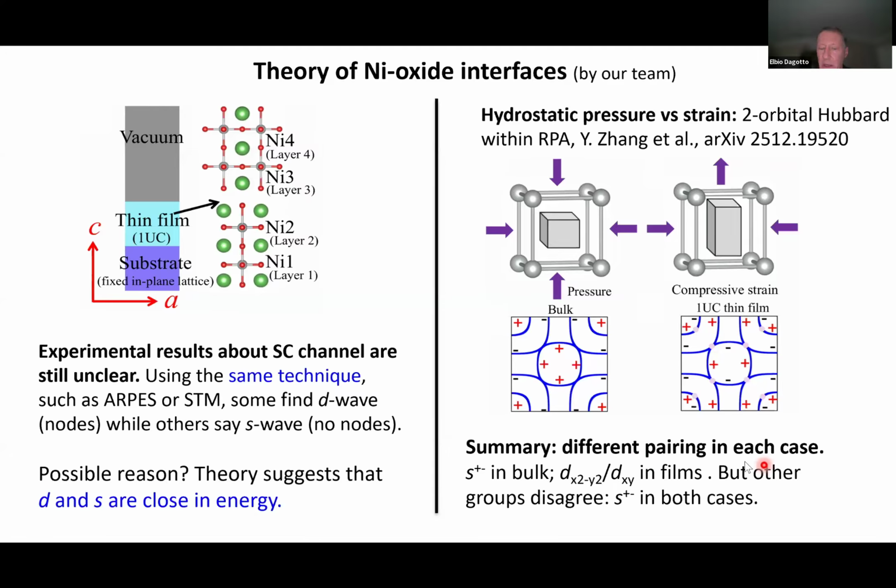Other groups disagree. Other groups find a more compact result. They find S plus minus in both cases. So we will see. But if we happen to be right, that would be really quite interesting. It would be the same material displaying different pairing channels depending on the experimental circumstances. So high pressure could lead to S plus minus. Ultra thin films under compressive strain will lead to D wave. That's quite interesting.